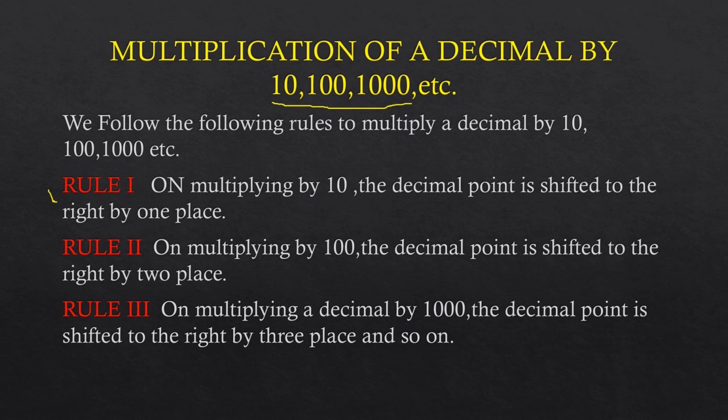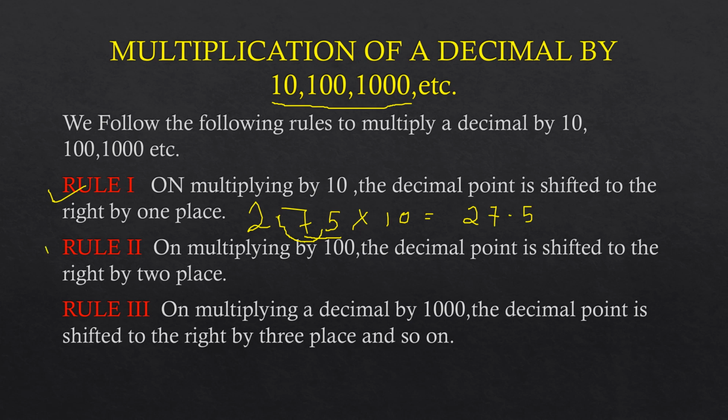The first rule says that on multiplying by 10, meaning we have any decimal and we are multiplying that decimal by 10, the decimal point is shifted to the right by one place. Suppose we have the decimal 2.75 and we are multiplying it by 10. The decimal point gets shifted to the right by one place. Here we have two decimal places, so the decimal point will shift right by one place. The new number after multiplication will be 27.5. This is the rule when we multiply any decimal by 10.